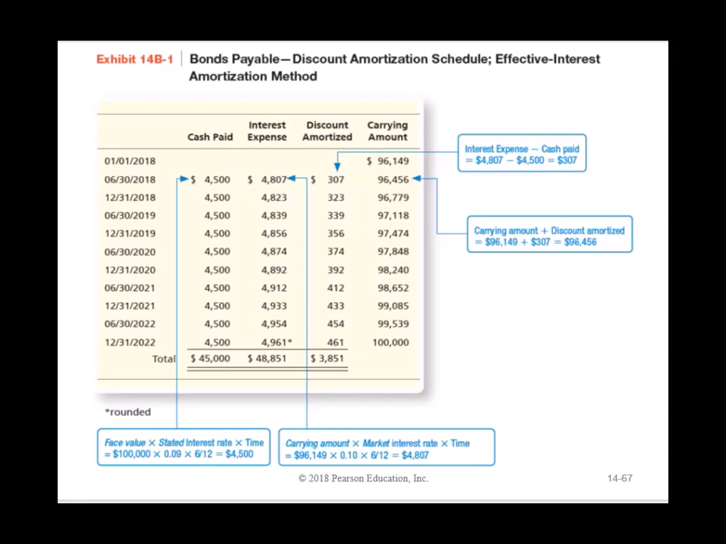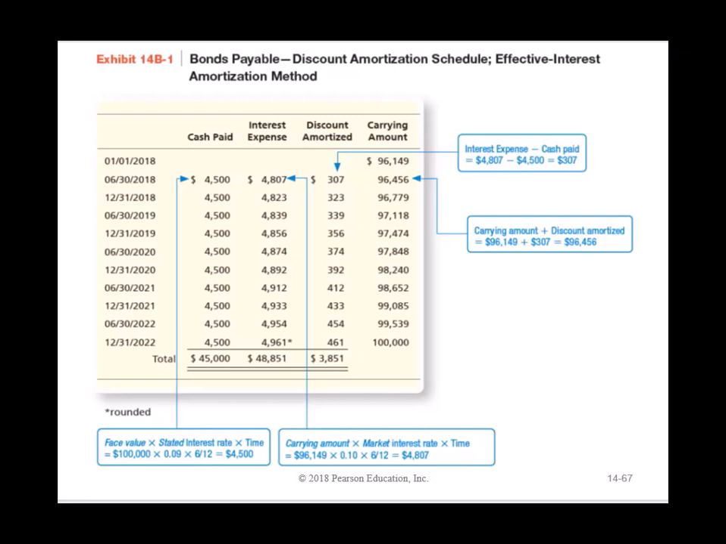The difference between interest expense and the cash paid is going to be the amortization of our discount or premium. In the event that interest expense is more than the cash paid, then the discount is going to be that difference. In this case, the interest expense comes to $4,807. The cash paid is only $4,500. That means we are going to amortize that discount of $307, which is going to effectively increase the carrying amount of our bonds payable.